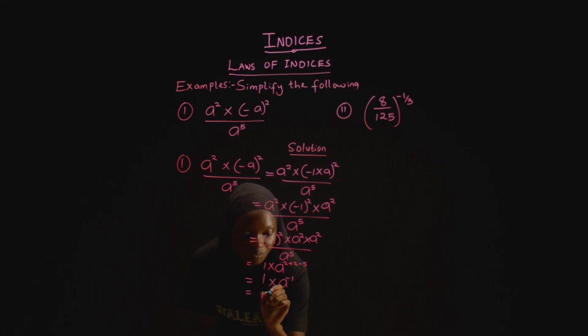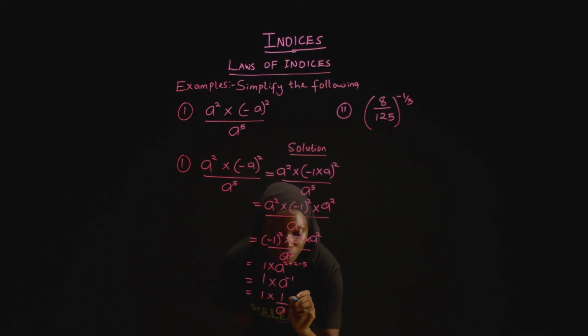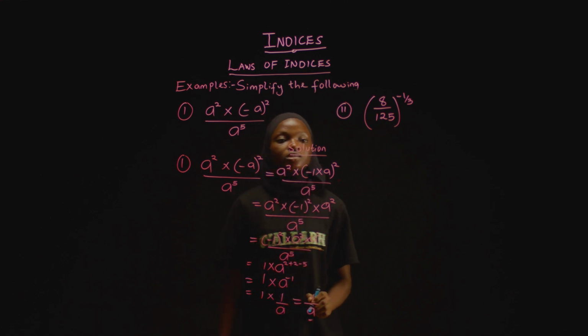And here, negative power becomes 1 over a raised to the power of 1. And a raised to the power of 1 is the same as 1 over a. So we have 1 times 1 over a, and that gives us our final answer.